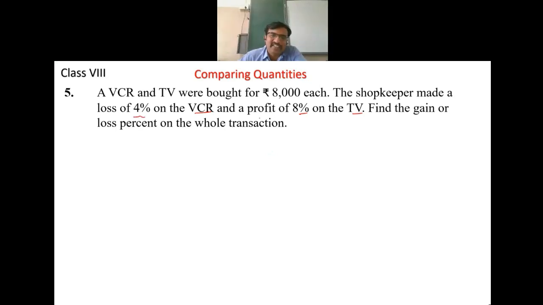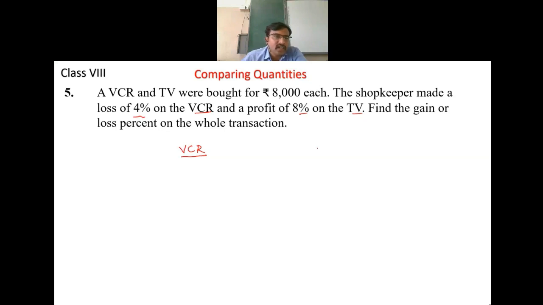So profit minus loss we can use now. Profit 8%, loss 4%. 8% minus 4%, remaining 4%. So 4% profit.